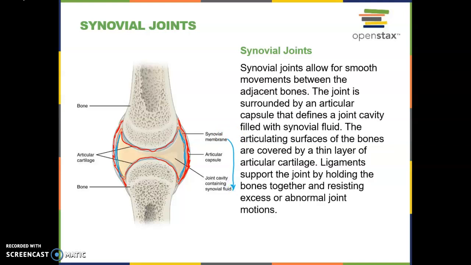Also, there are ligaments that support the joint by holding the bones together and resisting excess or abnormal joint motions. Good, there are blood vessels and nerves associated with the synovial joint as well. All right.